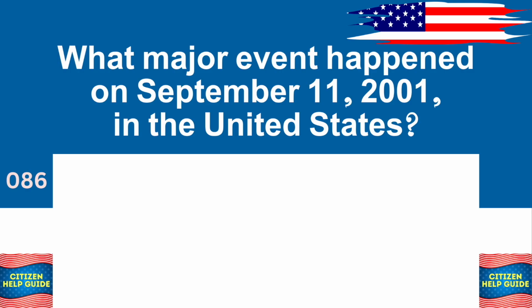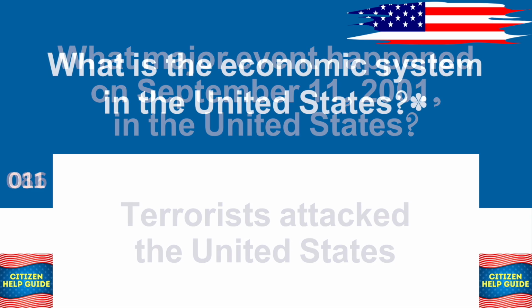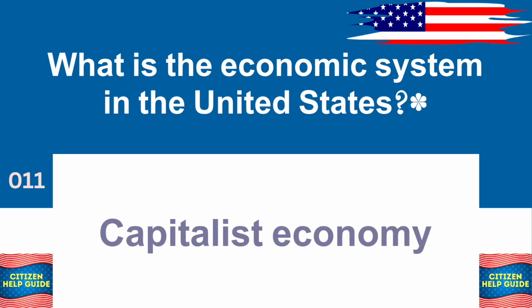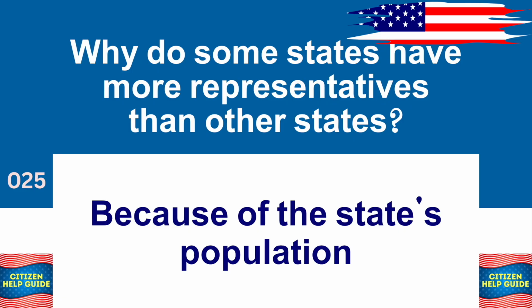What major event happened on September 11, 2001 in the United States? Terrorists attacked the United States. What is the economic system in the United States? Market economy. Why do some states have more representatives than other states? Because of the state's population.